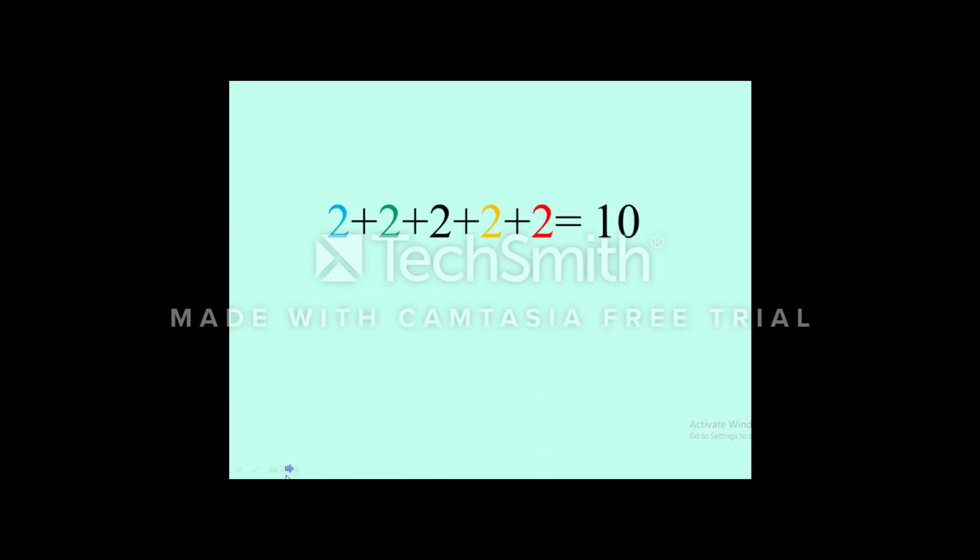Let's have another example. 2 plus 2, 4. 4 plus 2, 6. 6 plus 2, 8. 8 plus 2, 10. We repeated the addition here many times. So instead of adding many times, I will show you a better way.